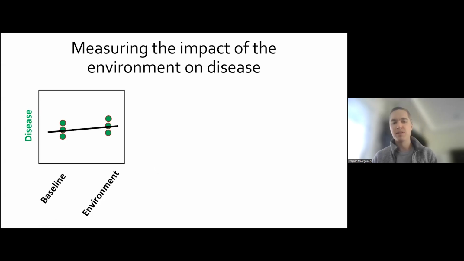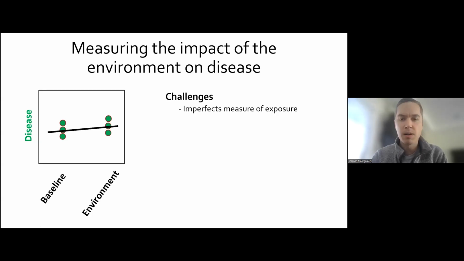So I think many of us are aware of the general problem: we have observations at baseline of disease incidence, but then with respect to an environmental perturbation, we might see an increased observation of the incidence of disease. However, there are several challenges with doing this type of work. The first being imperfect measures of exposure. So in many cases, we might not know exactly what environments are underlying this increased incidence. And it might also be a multitude of environments. This is something that's come up earlier.